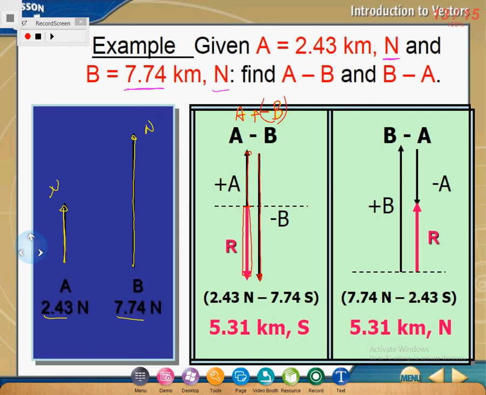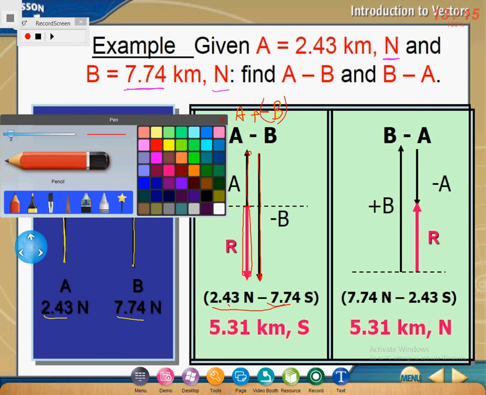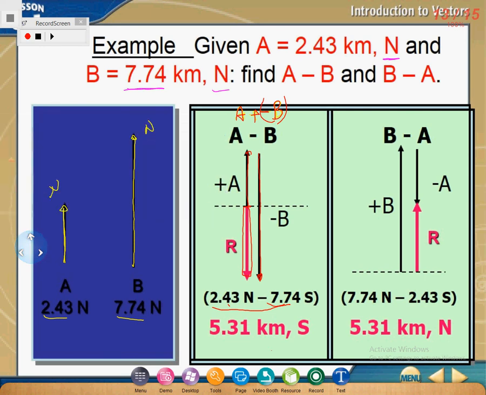Okay. So if you put in the calculator, you have A at the beginning, so 2.43 minus 7.74. If you put it in the calculator, you will have negative 5.31. But for me, I can't put negative. Can you tell me why? Excellent. I can't put negative because this is a magnitude, and the magnitude is not negative. The only thing for the negative that it's going south. South means down. Why it's not going up? Excellent, because B is greater than A.